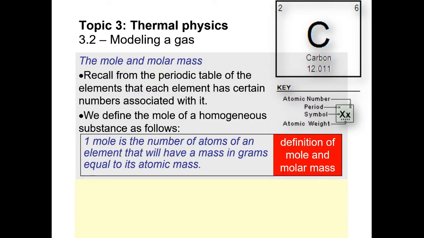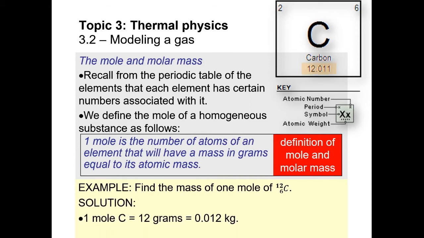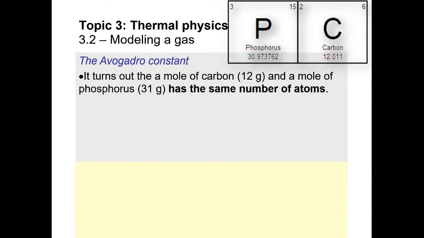So, definition of the mole. One mole is the number of atoms of an element that will have a mass in grams equal to its atomic mass. Find the mass of 1 mole of carbon-12. 1 mole of carbon-12 has a mass in grams equal to its atomic mass, which is 12 grams, which is 0.012 kilogram.